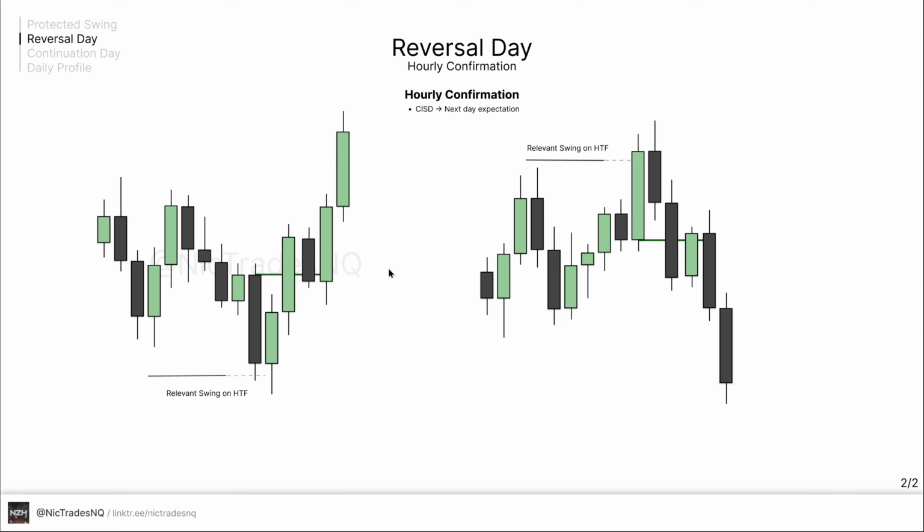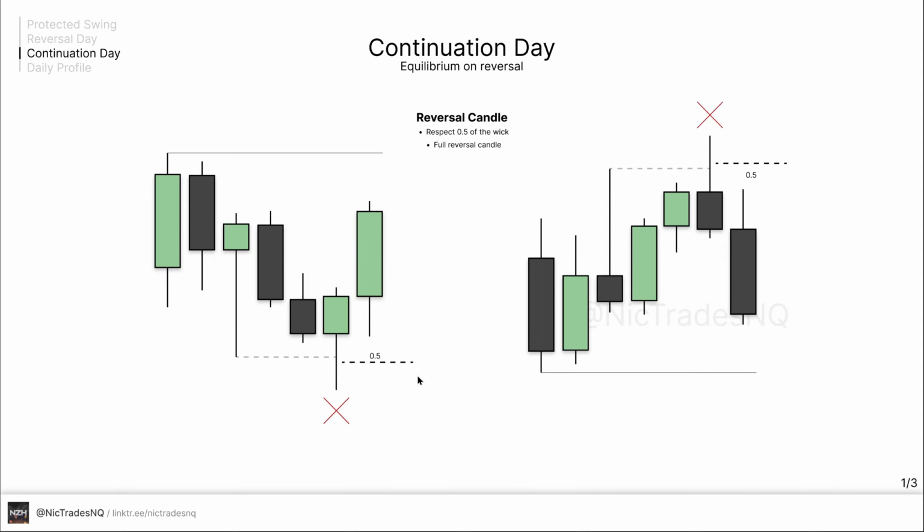So how do we want to trade continuation days? In this case, where we have a chart that looks like this with a large opposing wick and the close up here, generally going into the next day, we'll take 50% of the opposing wick down here, the one that took out the liquidity, and we want to see the daily profile and intraday price action stay in respect to the 50% of the wick.